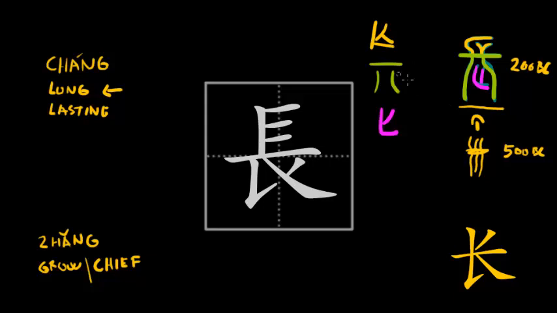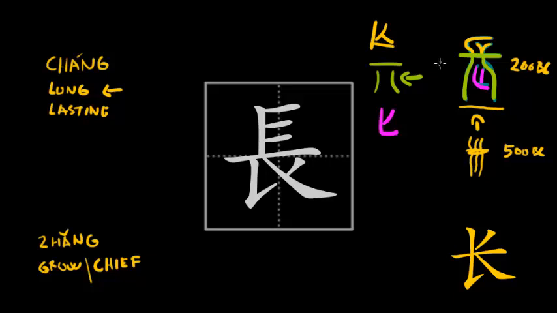And out of these three elements, at least clearly, this green element over here points to the meaning. It means to rise to a height, tall, long, lasting. By the way, the original meaning of this character is long in height, distance, and time.